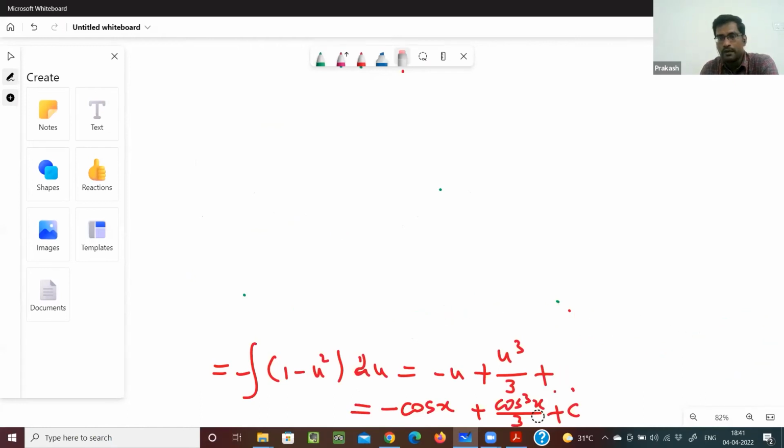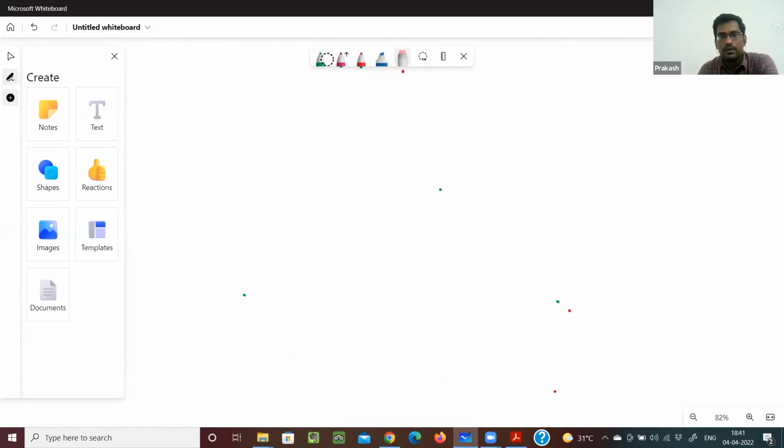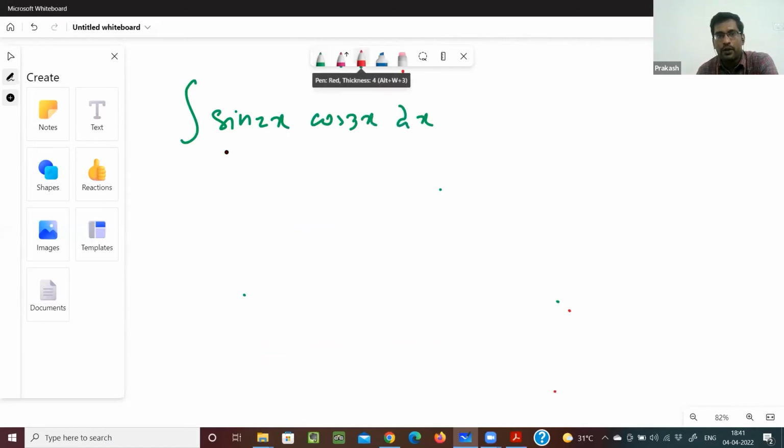So here, this is the integral of sin 2x cos 3x. Yes, this one is given. Here we only need to think about what identity we need to use. We know many identities, the sin 2x identity, the cos 3x identity, but if we use them again, the product term will come, so that we need to avoid.